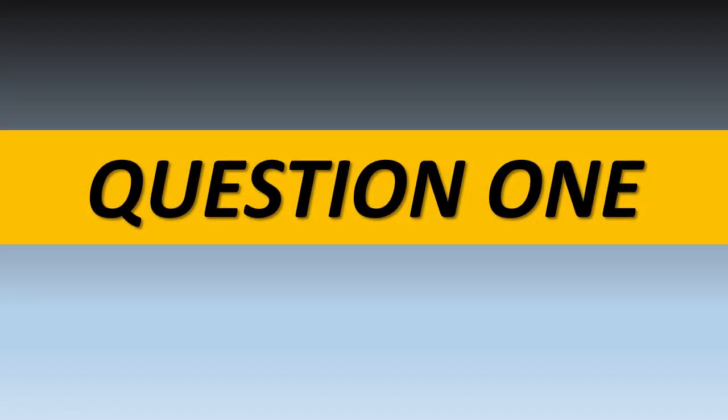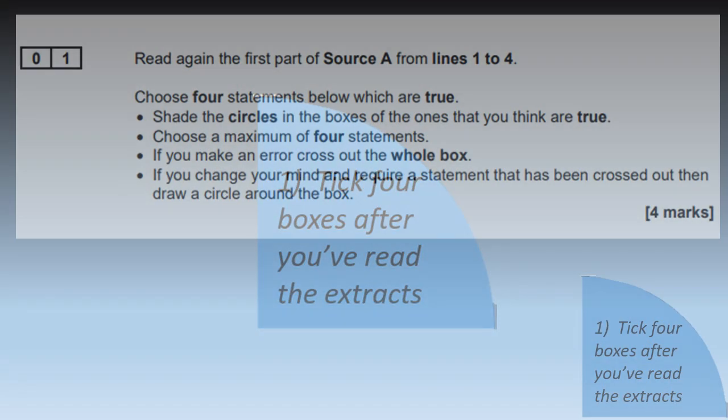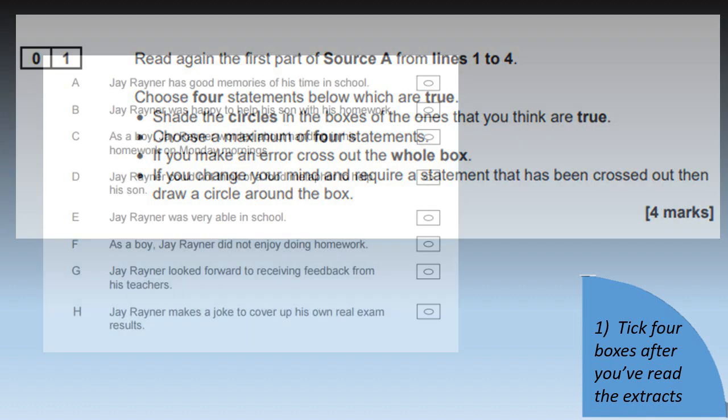So let's have a little think about question 1. As I said, you're going to be ticking 4 boxes after you've read the extracts. Here's an example of a question 1 from a past paper. Relatively straightforward. The instructions are as follows. You're to shade the circles in the boxes that you think are true. And there are some instructions there if you get anything wrong.